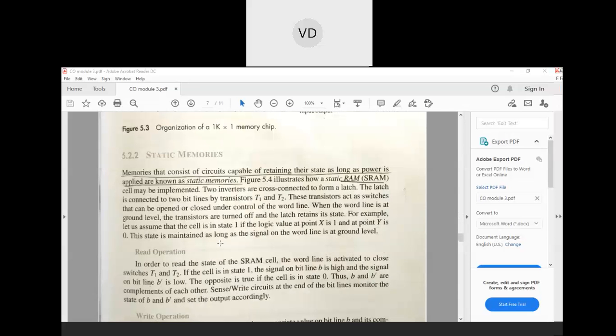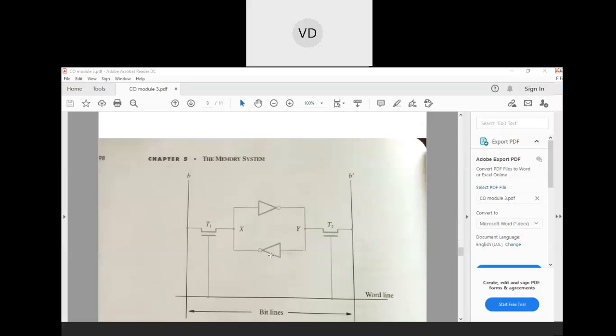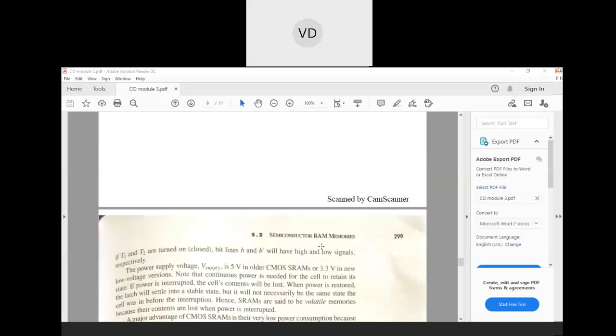Then we started with the static memories. We studied how each cell is organized, where two inverters are cross connected to form a latch. The latch is used to store the data, and these latches are connected to transistors T1 and T2, which in turn are connected to the bit lines, B and B dash. These transistors are left open to store the data. How are they closed? By activating the word line. When the word line is activated, the transistors are closed and the data present in this circuit is displayed on B and B bar. So we have seen how to read and write.